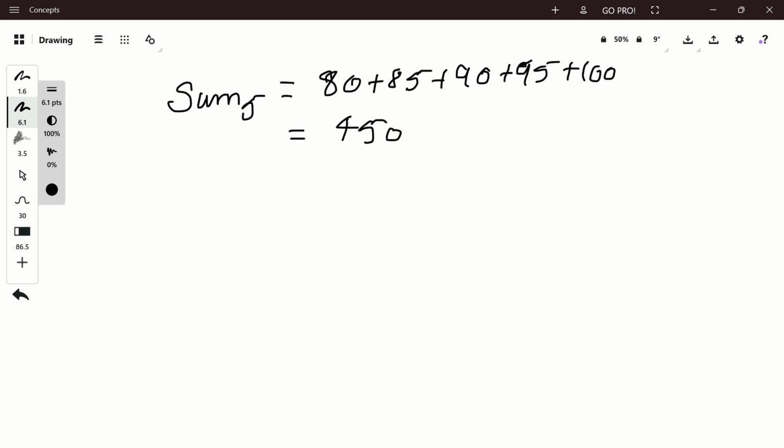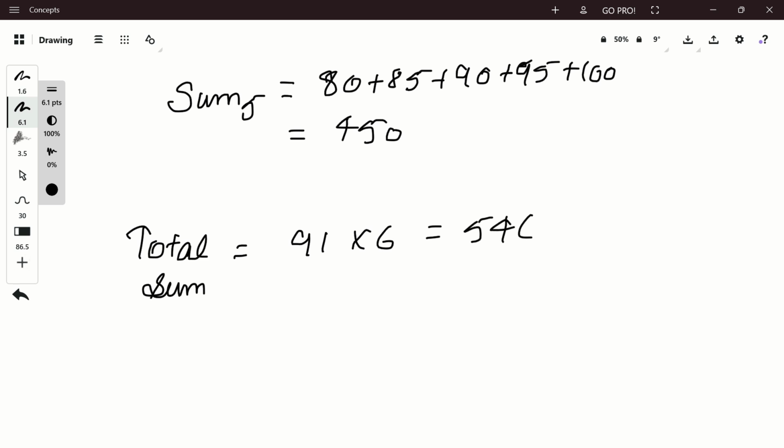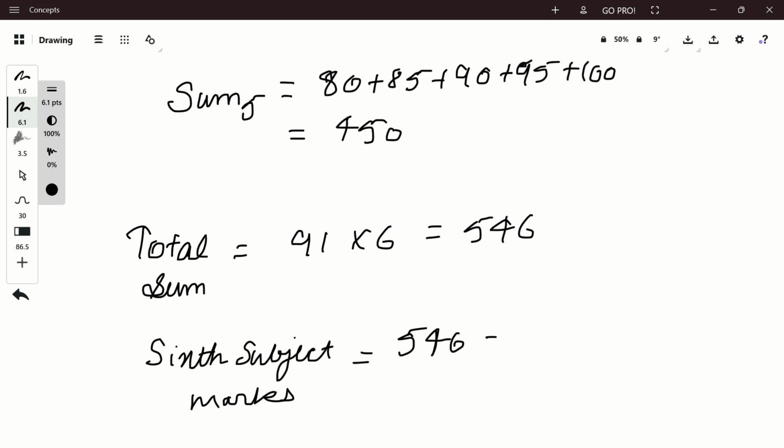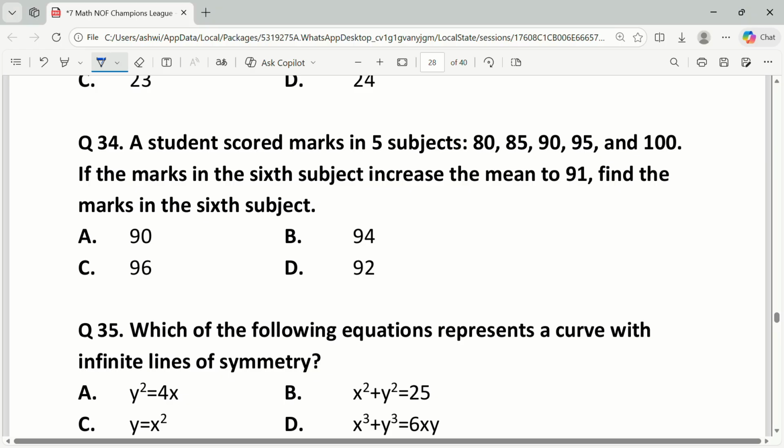The new mean with 6 subjects is 91. The total sum, the new mean multiplied by the new count, will be total sum equal to 91 into 6, which is 546. Subtracting the sum of the first 5 subjects from the total sum of 6 subjects, 6th subject marks is equal to total sum minus sum of 5 subjects, which is equal to 96. Comparing with all given options, the answer is C, 96.